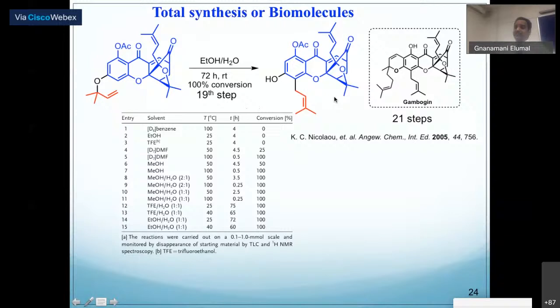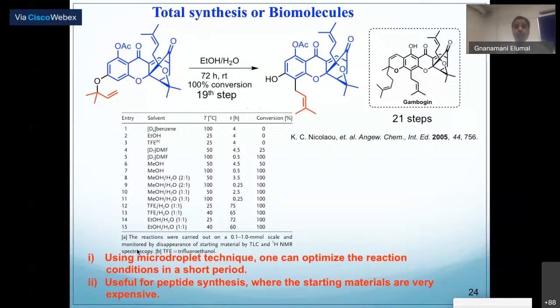Even when they do the reaction in 19 steps, they need to optimize various conditions to get the product. In that case, if they do a longer linear sequence, they may not have a larger quantity. For example, if they start with 10 grams of starting material, by the 19th step they may have micrograms of it, and they may not carry out various types of optimization. Suppose you have 1 milligram of sample; with the microdroplet technique, we can do more than 100 reactions, which is not possible in routine bulk reactions.